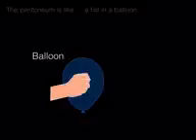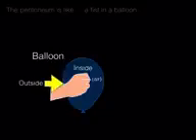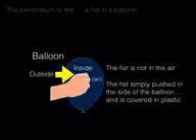What the what? Because what happens now is we see that inside the balloon is air. But look, if we trace along the outside of the balloon and see the fist going inside, the fist is not in the air. The fist simply pushed in the side of the balloon and is covered in plastic.